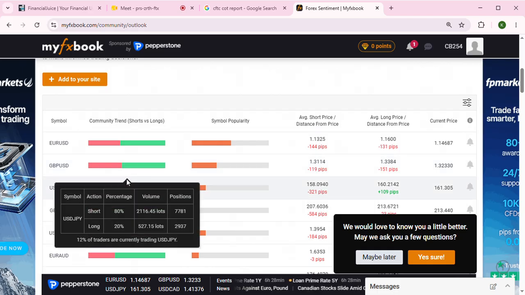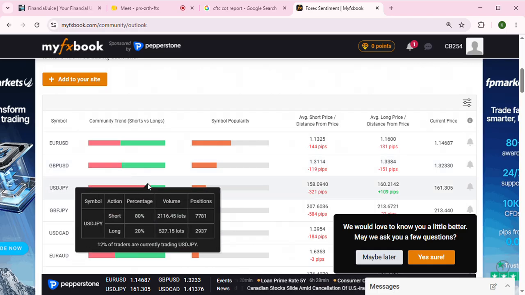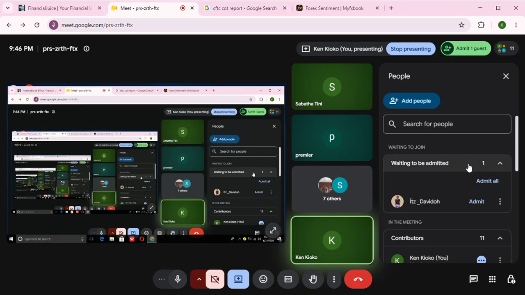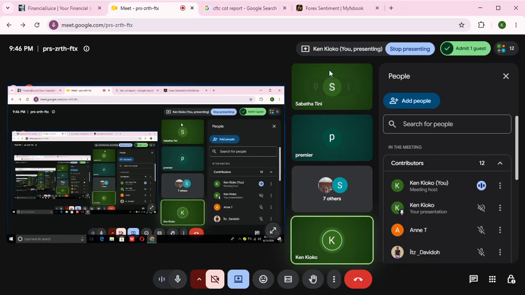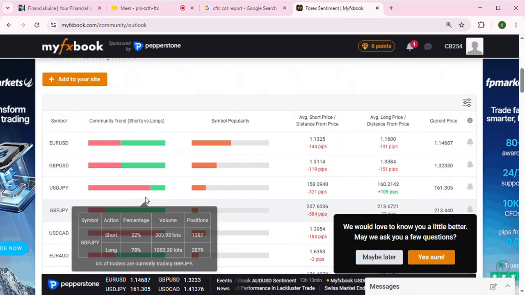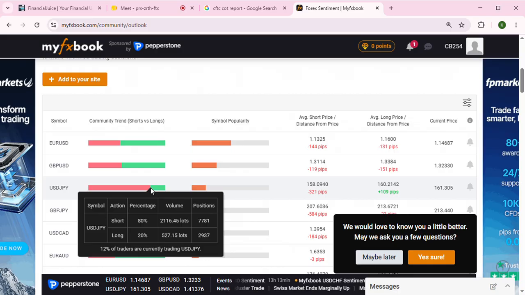Now, look at USDJPY. You can see most of the traders are on sales. That is 80% of traders on sales, while 20% are the ones who are on buys. So in this case, I highly advise someone who is trading the pair to be looking for buying opportunities rather than selling opportunities.